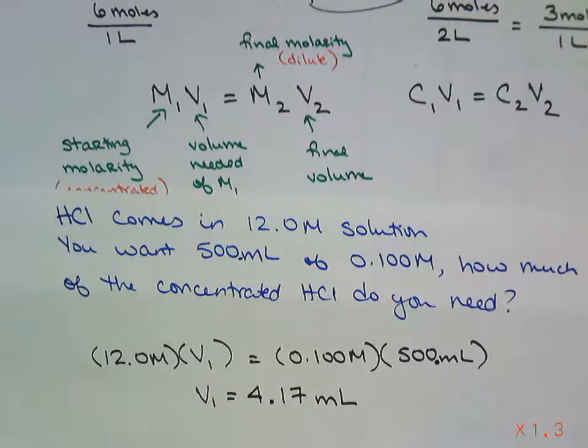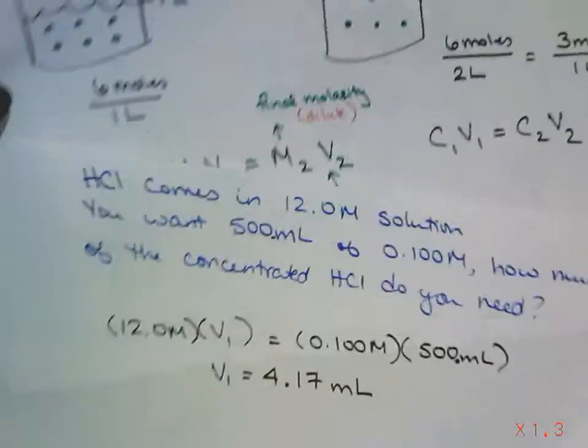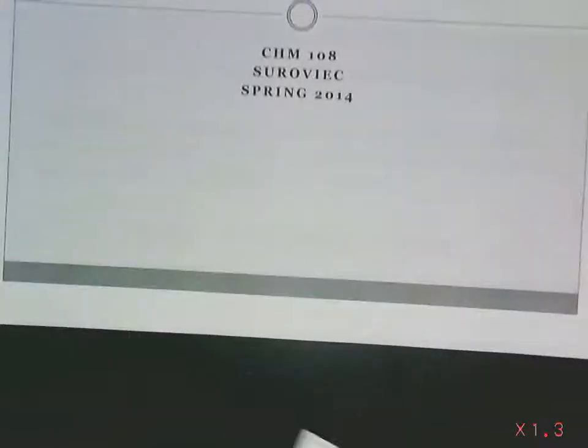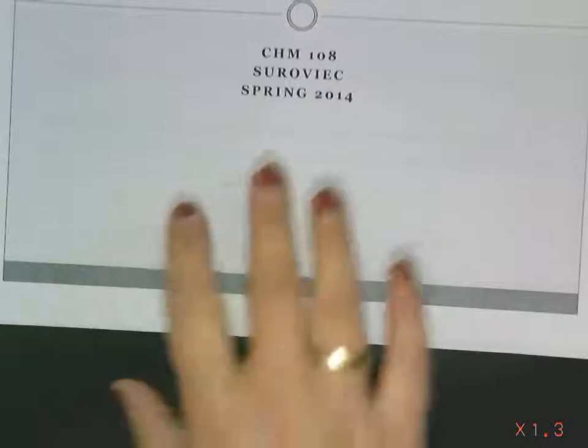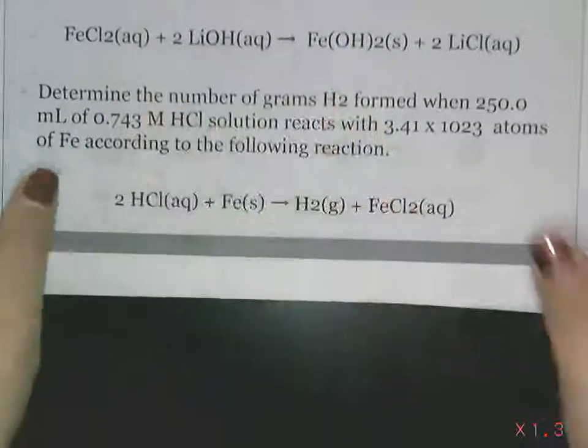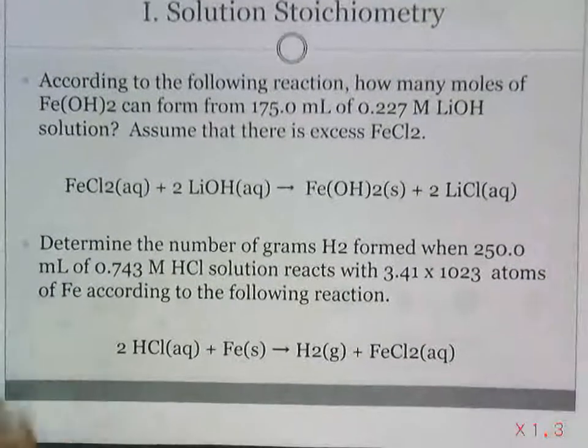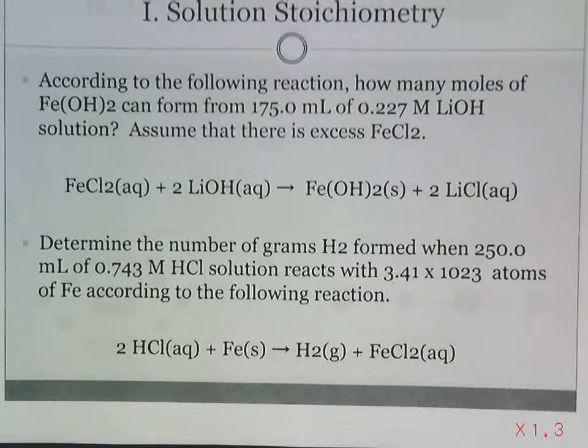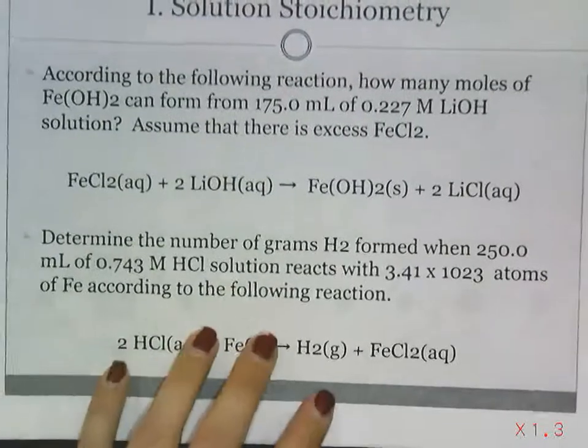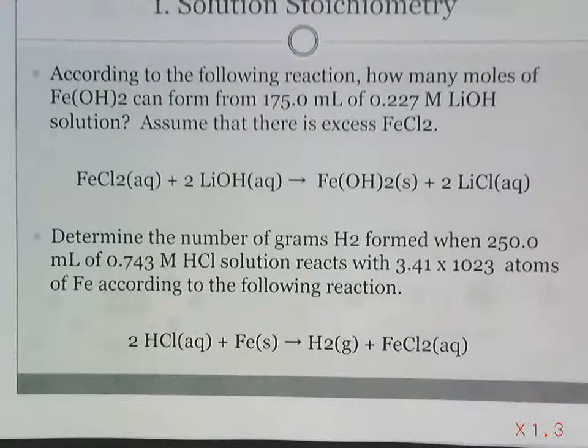All right, in that case, let's start looking at the second half of chapter 4. We'll do some more solution stoichiometry, because that can be tricky. All right, so we have 2 solution stoichiometry problems. This is one of the last things we did on Friday, so these are just some more practice problems to get us thinking about solutions. All right, so we'll do this one first.